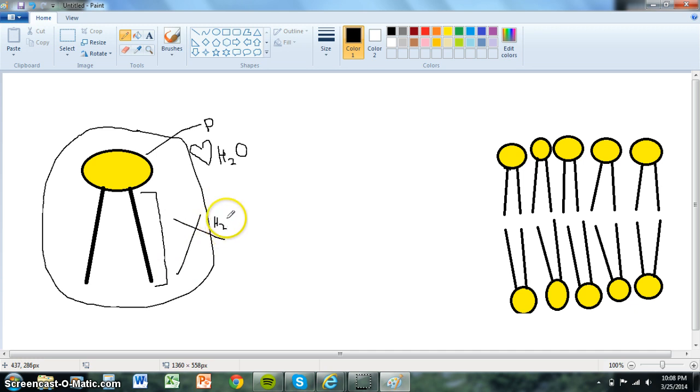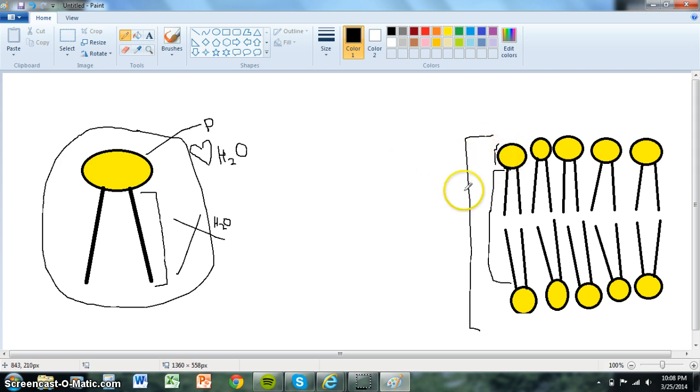Now, why is that a big deal? Well, what happens, and I've drawn it over here on this side, is that if you put a whole bunch of these phospholipids in a solution of water, which is the most abundant solvent on the planet, they'll spontaneously form this double bilayer. And so what'll happen is all of the hydrophobic tails will line up, and all of the hydrophilic heads will be on the outside.